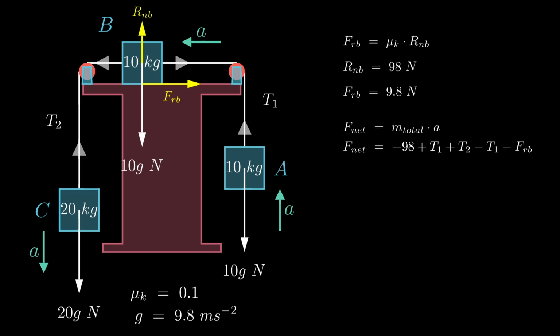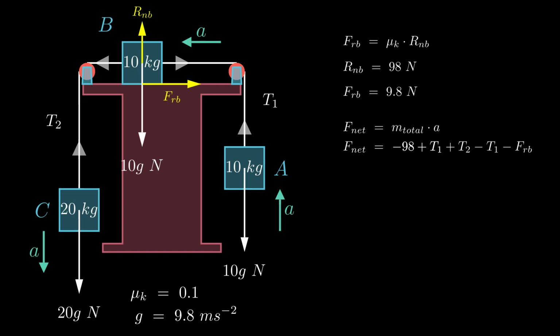Now, regarding the weight vector of object B. It is in a direction perpendicular to the acceleration. Therefore, the component of the weight vector in the direction of acceleration is 0. Consequently, we do not consider the weight of object B in this context.